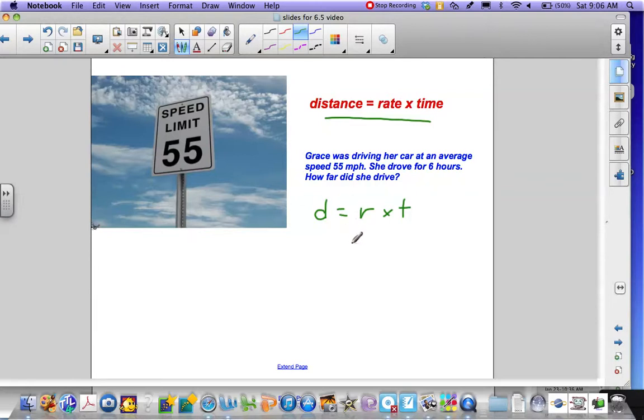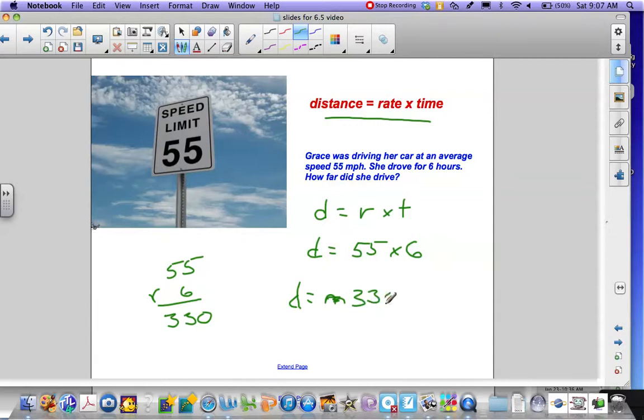So let's substitute that in. You're going 55 miles per hour. She drove for 6 hours. So that's your time. How far did she drive? That's the distance. Okay, so in this one, the distance is equal to 55 times 6. You drove at 55 miles per hour for 6 hours. You're going to get 330. And the unit of measurement is miles. Be sure that you label 330 miles.